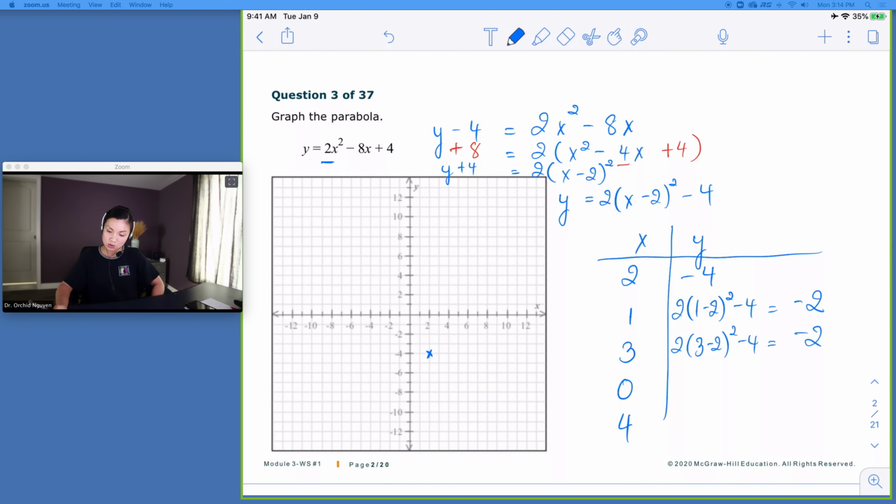For 0, we got negative 2 squared, 4. 4 times 2 is 8. 8 minus 8 is 0. So for 0, I should get 0. And same thing for 4, I should get 0. Now I'm ready to plot the points. So 1, negative 6, right here, 0, 0.